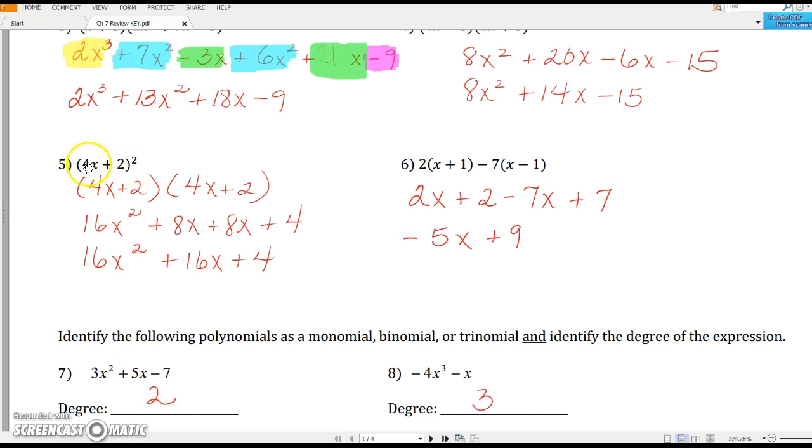This is a square of a binomial. So my suggestion is to write the binomial out twice and then use FOIL. And that would be the same process we just explained in number 4. On 6, first thing you can do is distribute. Multiply the 2 by both of these terms, multiply the negative 7 by both of these terms. After that, you simply combine like terms.